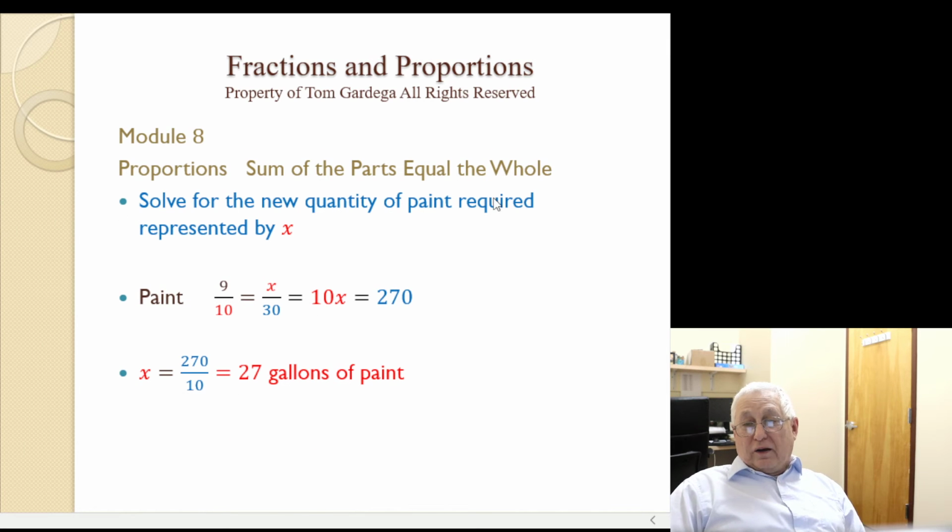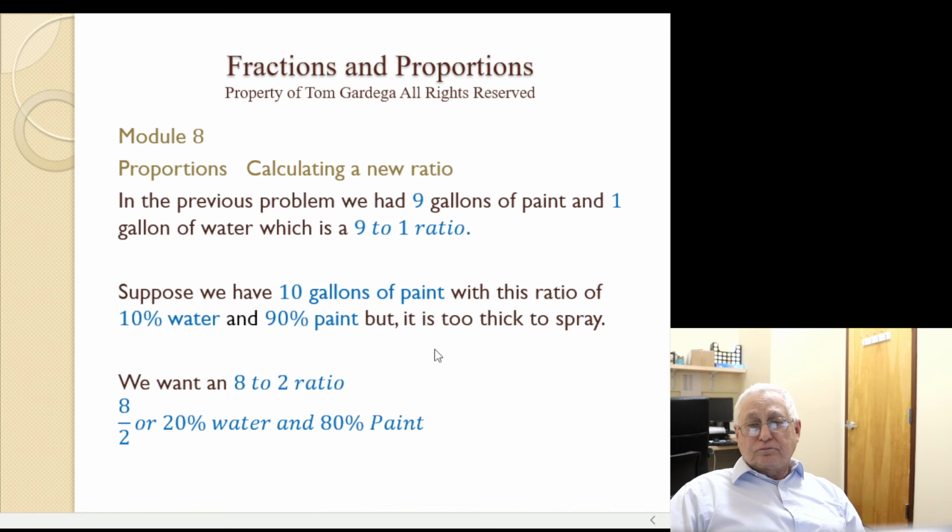Solve for the new quantity of paint. Same thing. We had 9 gallons of paint to 10 gallons total. We want to know what this quantity is, unknown, and we have 30 gallons total. 10x again equals 9 times 30, which is 270. We have x equals 270 divided by 10 equals 27 gallons of paint.